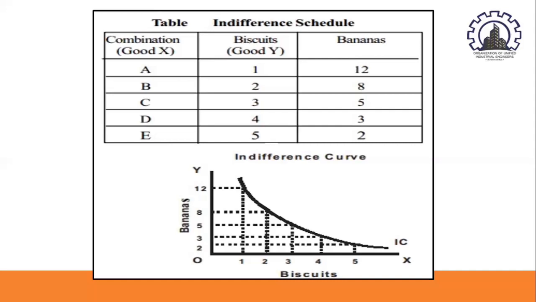And as you can notice in this figure, the consumer's indifference curve, every point on an indifference curve indicates a combination of two products which provide the same level of satisfaction. So for biscuit and banana, they provide the same level of satisfaction, and so on and so forth.